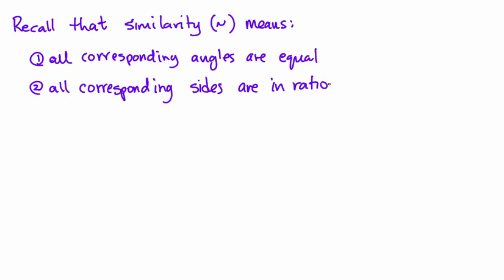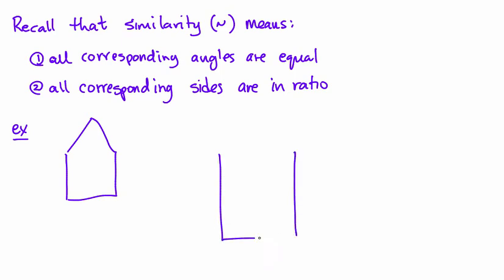So again, the in ratio part means the scale factor between the ones that are in the same place, that's what corresponding means, are equivalent. So if you've got an example of some strange shape, so here we go, it kind of looks like a house. This is actually a 5-sided shape, so it's a type of pentagon, and then I've got another pentagon, maybe a little bit larger, but it's that same shape.